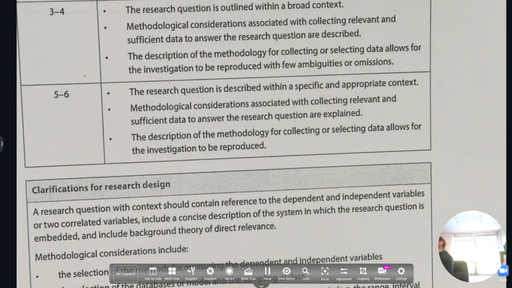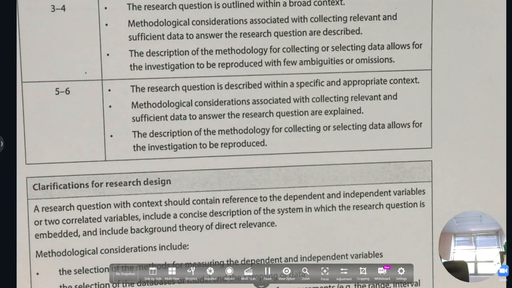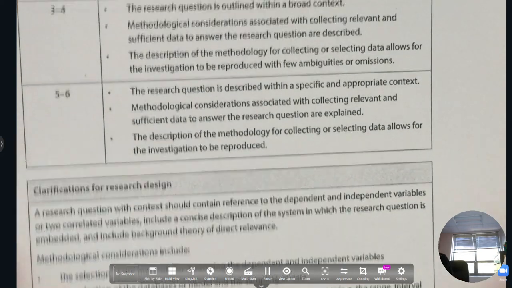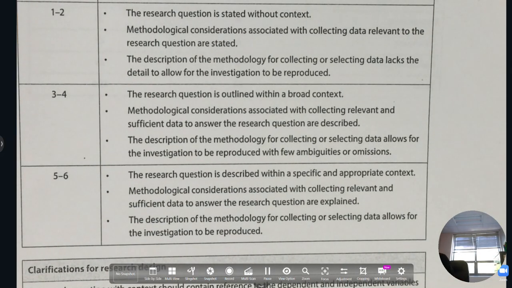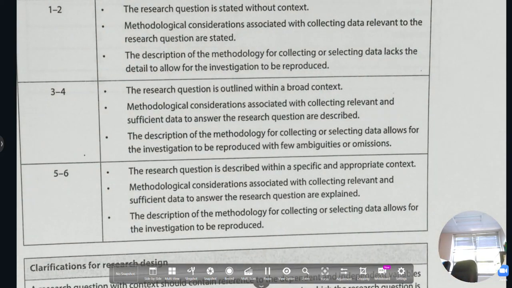If I was taking acid and changing the concentration, dropping magnesium in it to see the change in the rate of reaction, I could say, what is the effect of acid concentration on rate of reaction? That would be stated without context. If I was going to outline, I would say, how is the rate of reaction affected when we change the concentration? Adding a little bit more detail. If you want to make it described, you would think a research question needs to be a sentence. In actuality, it should be a short paragraph.